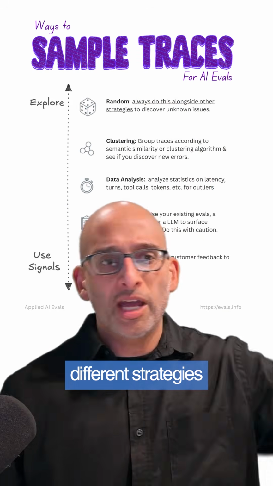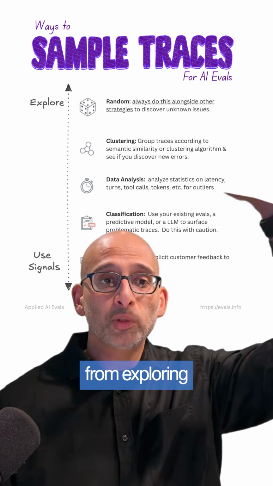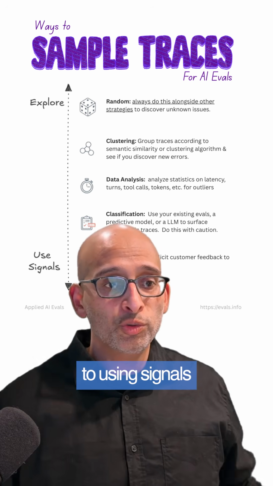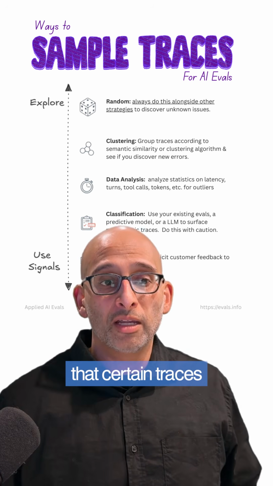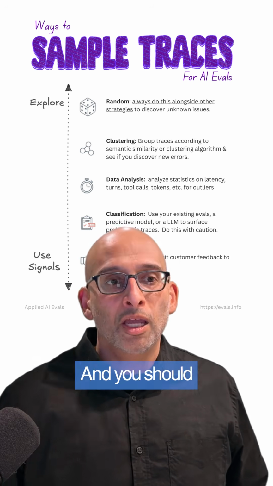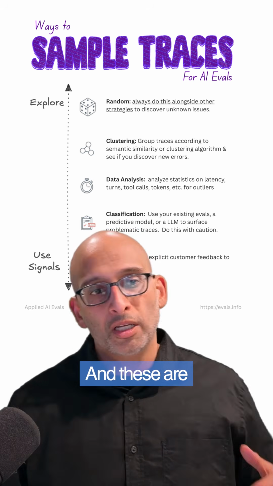So here are the different strategies that range from exploring traces all the way to using signals that you already have that certain traces have errors. And you should leverage all of these. And these are a spectrum.